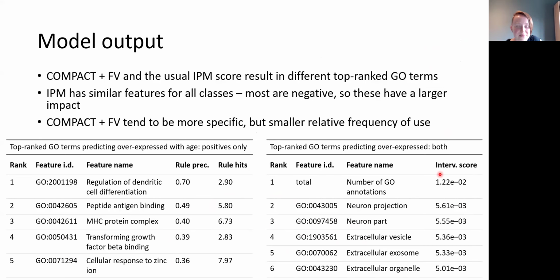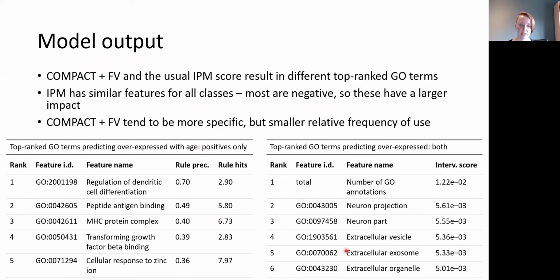So that's pretty much what they did with their model, and the sort of considerations behind it. Using their variable importance measure, which is this compact plus FV, they compared it to the IPM score, which is sort of what it was based on, and looked at the GO terms that were identified by each of these. So this one here is the measure that they created in the paper. This is the previous one.